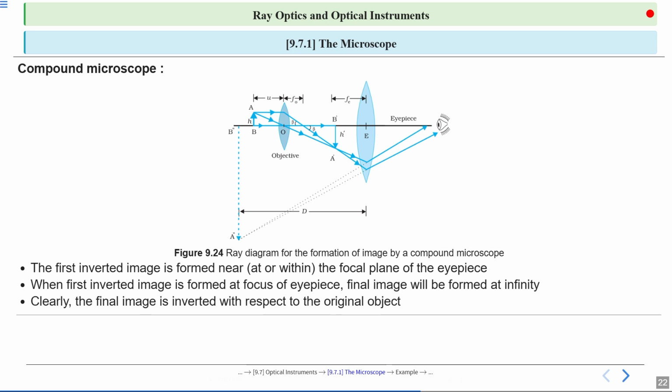Finally, it's important to note that the final image is inverted compared to the original object. This inversion is a characteristic of a compound microscope optical system. Understanding this helps us appreciate how the microscope alters our perception of the microscopic world.